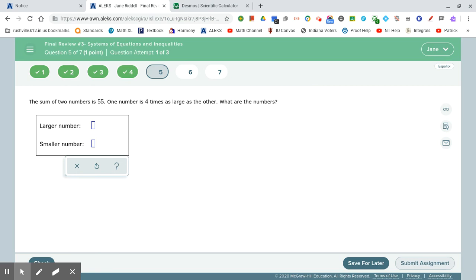Question number 5 is a word problem. This one's a pretty easy word problem because all we have to do is translate directly to the mathematical symbols. So sum means plus, difference means minus, but the line says sum.